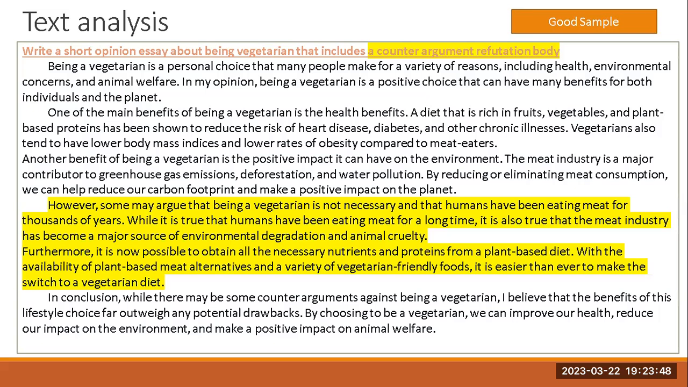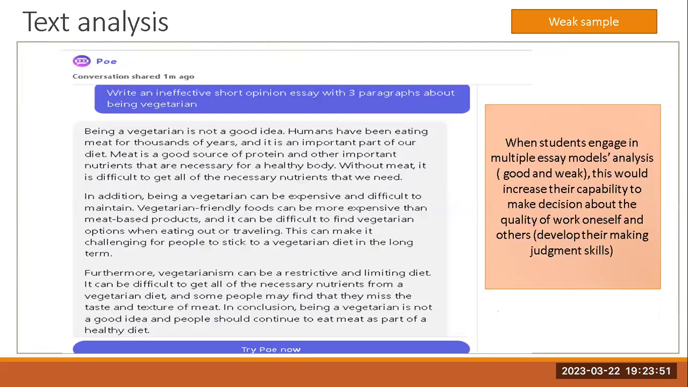Here, a weak example. After discussing the good example, I give them a weak example and we discuss it together. I also prepare some other examples for their individual work. I found this a very good technique to help students increase their capability to make decisions about their own work. When they see many examples, they can make a decision or judgment about their writing itself.